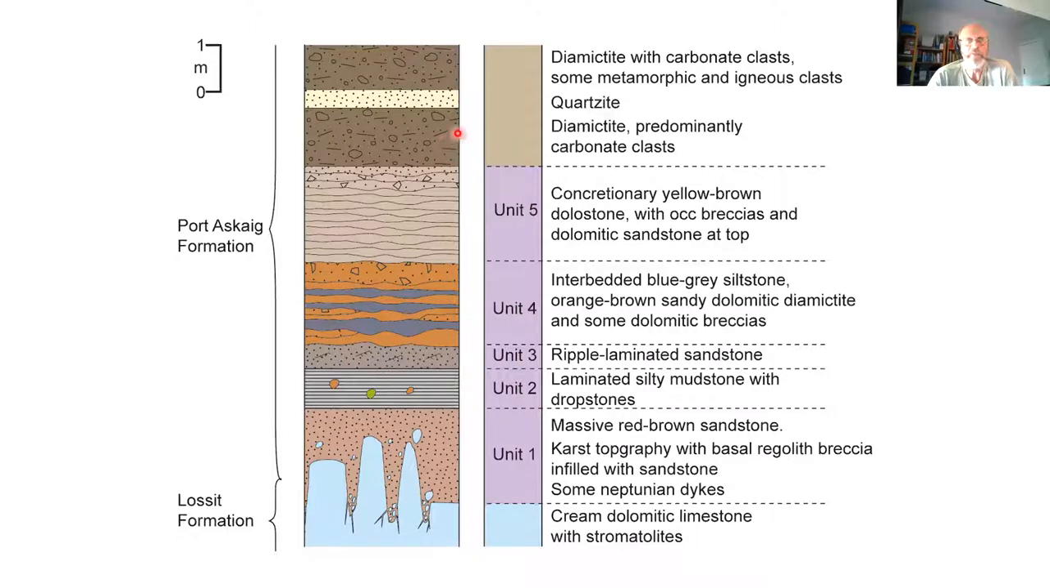And then this is pretty typical of the Portaskeg, where you get cyclicity of a diamictite with a quartzite. This is formed during the melting phase of the glacial progradation, and then there's a quartzite formed when the sea level rises and reworks some of the things. So something's going on. There's obviously some sort of hint of glacial stuff going on here, and then true glacial deposits at the top. And some of these breccias and diamictites in here obviously seem to be glacial as well.